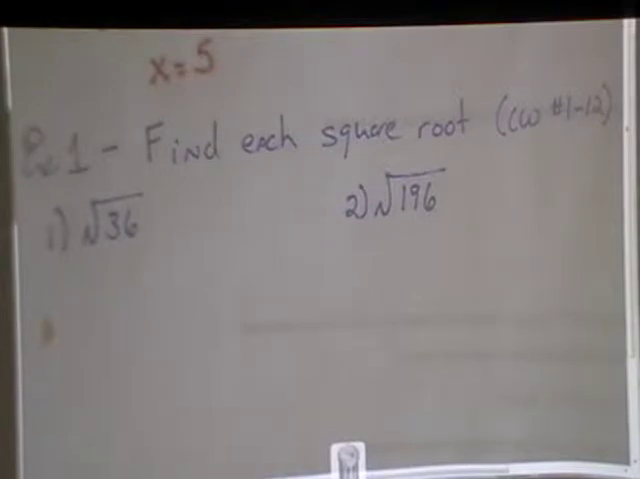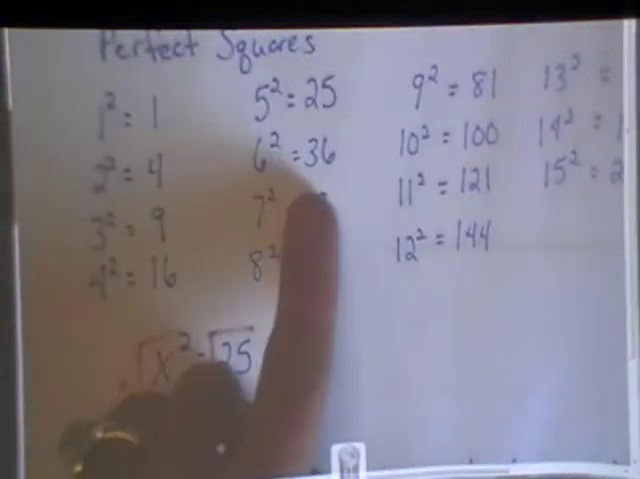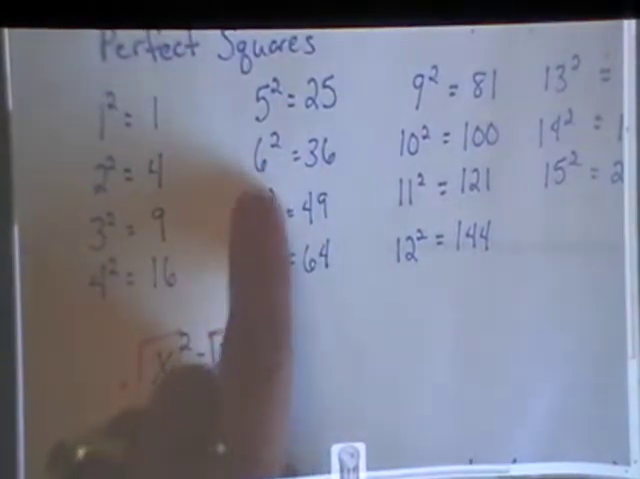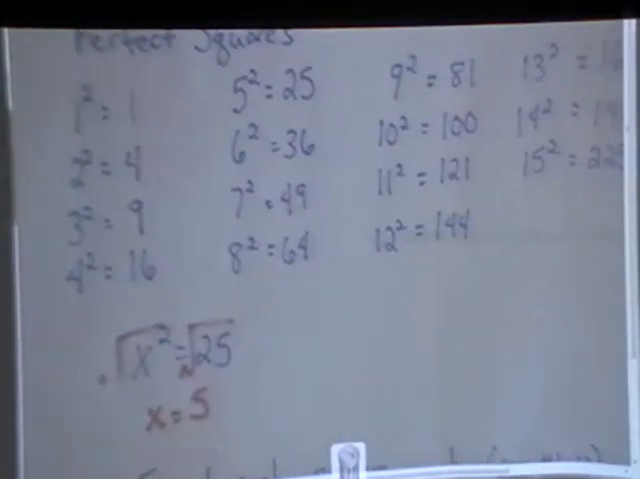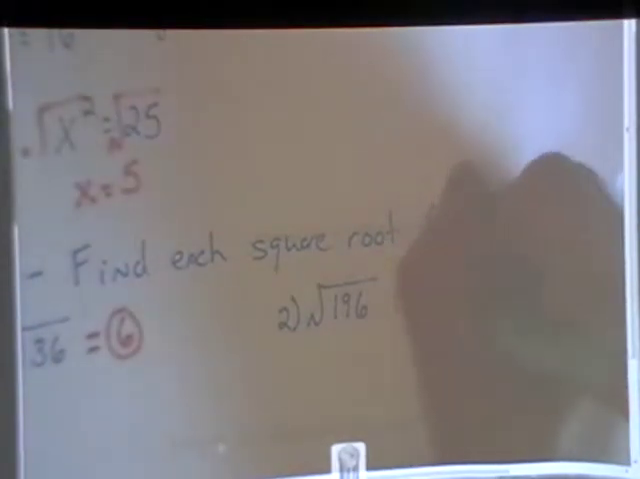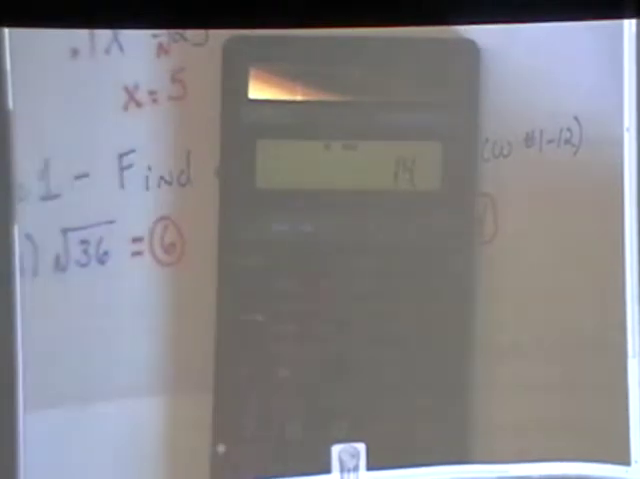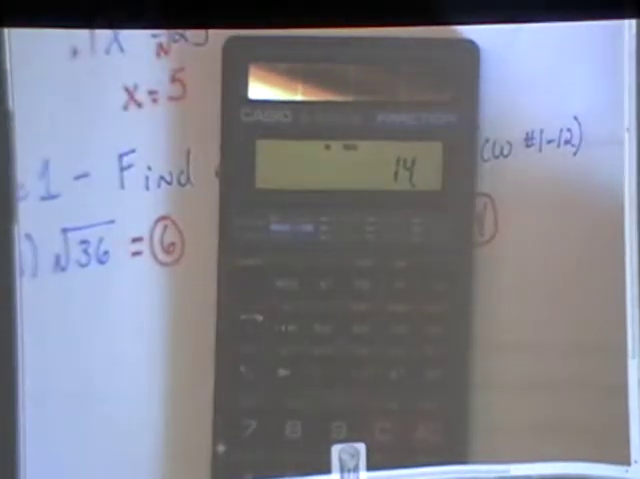Alright, so 36 is a perfect square, so the square root of 36 is 6. Okay, the way I did it is I looked up here, here's 36, so it's 6 squared. 196, so I look for 196, here it is, the square root is 14. Or, I say, you know what, I don't remember my chart, I'm a little confused. I grab my calculator, I type in 196, shift square root, ta-da, 14.